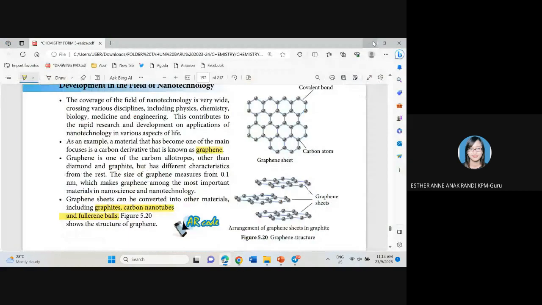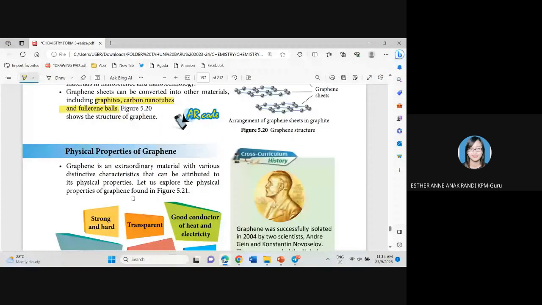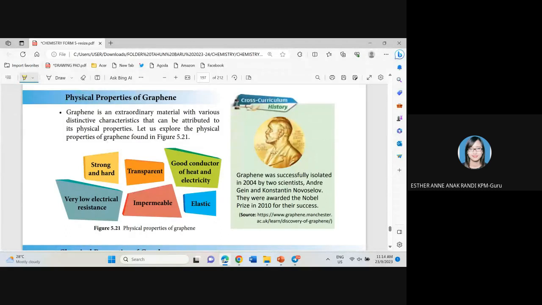Used in bulletproof vests. Okay, graphene. A few physical properties of graphene is that they are strong and hard. Okay, they are actually transparent. Graphene itu sendiri transparent, tapi dia kuat. So let's say kalau dia dihasilkan sebagai bulletproof vest, it is able to withstand the bullet lah. Okay, strong because it is strong.